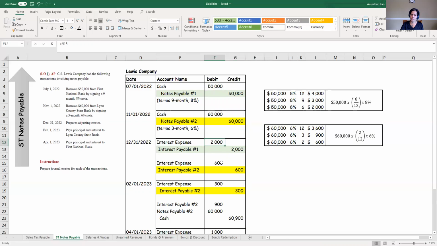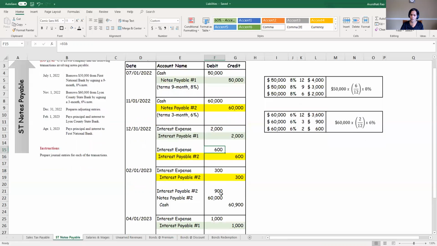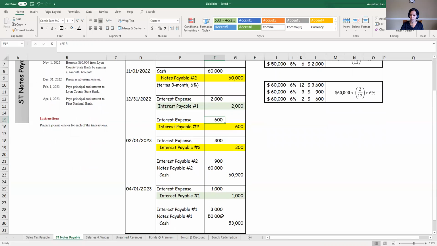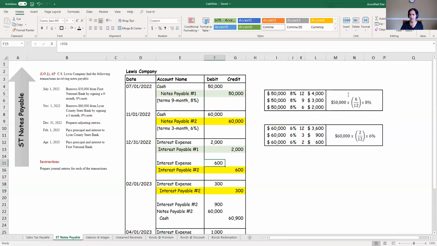That's the 2,000 and the 600 over here. When we come down to actually paying the amount, it's basically the total accrued interest that has to be paid. Once again, we don't need to go through all of these calculations, but this visually helps us understand the total interest on each of the notes, how much needs to be accrued at the end of the year, and what needs to be accrued just before repaying the note in the following year. So this was a quick example on notes payable and interest calculation.